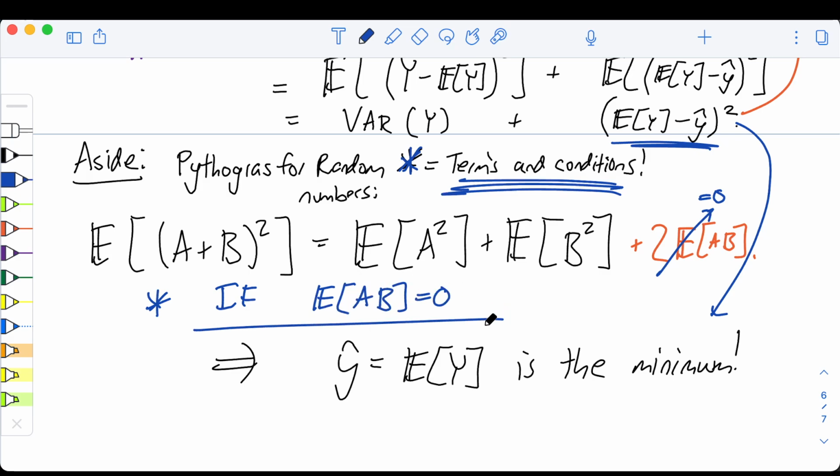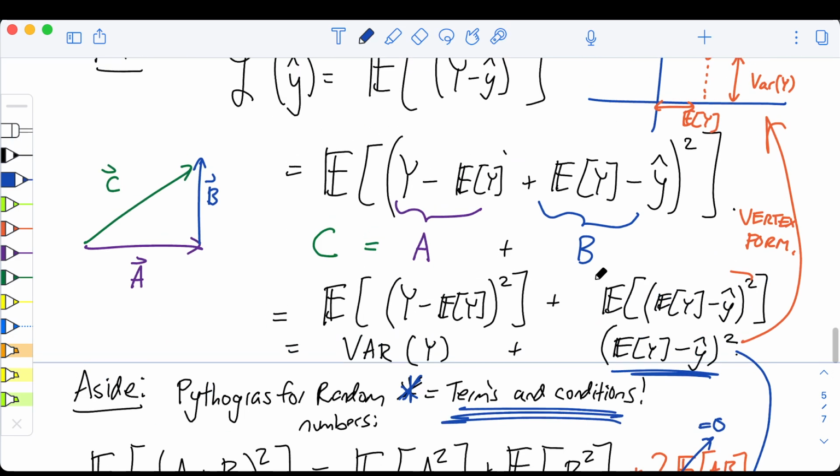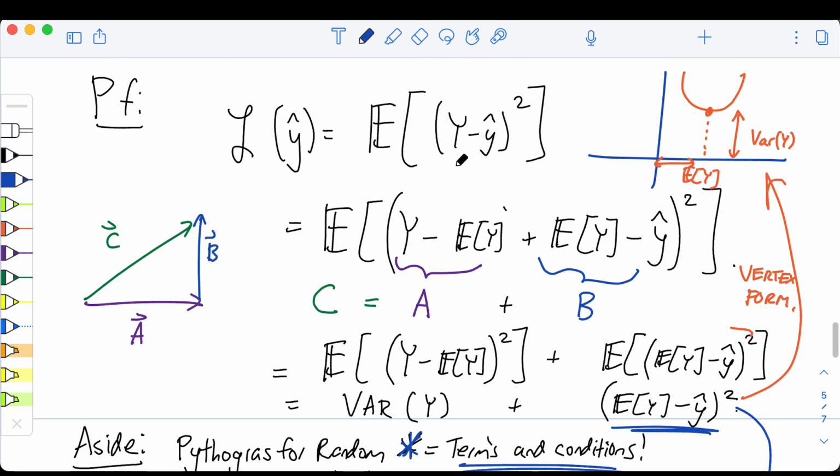And when the expected value of a times b equals 0, on average, this is called uncorrelated. So if your random variables are uncorrelated, if the product of them on average is 0, they're called uncorrelated. And when they are uncorrelated, this mixed term is 0, and you have the perfect Pythagoras formula. And that is why I did this adding and subtracting. When you do the adding and subtracting, the two things become uncorrelated. You could not use the Pythagoras formula directly on these two, because they're not uncorrelated. But on these two, they are uncorrelated, and it works.